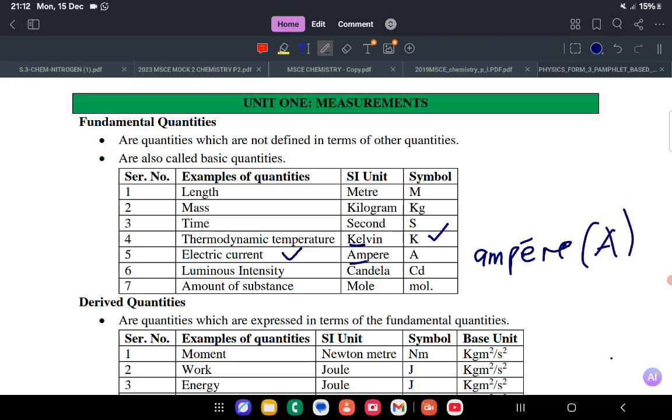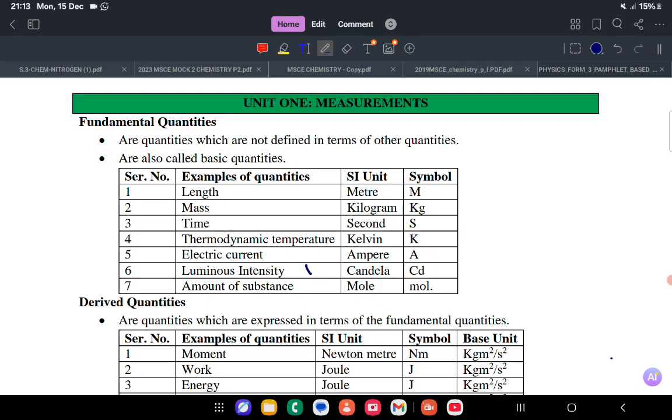Take note also that you don't write this as capital A, then M-P-E-R-E. When you're writing this in full, you don't have to capitalize the A there. When you are writing this in full, it has to be small a, then M-P-E-R-E. Okay, so these are just minor issues relating to units. All right, SI units which are named after people. So ampere is like that.